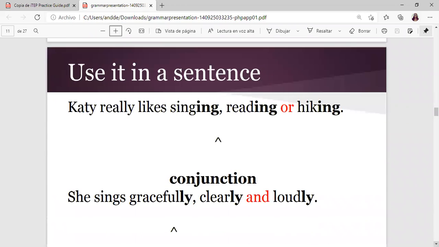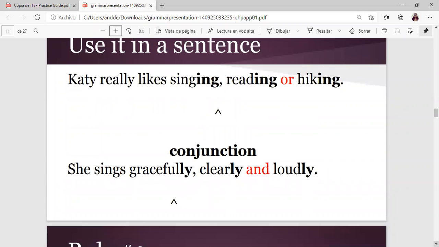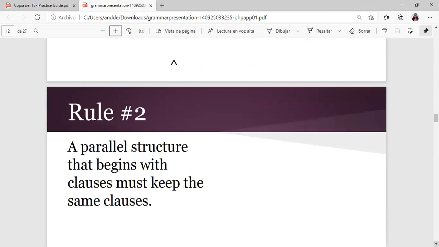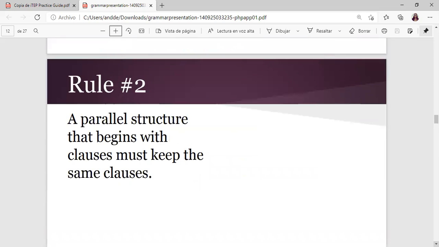Then, Katie really likes singing, reading, or hiking. And then with the conjunctions, she sings gracefully, clearly, and loudly. This is the way in which I was previously mentioning that sometimes you can add or use some conjunctions to join the parts of the sentence correctly.